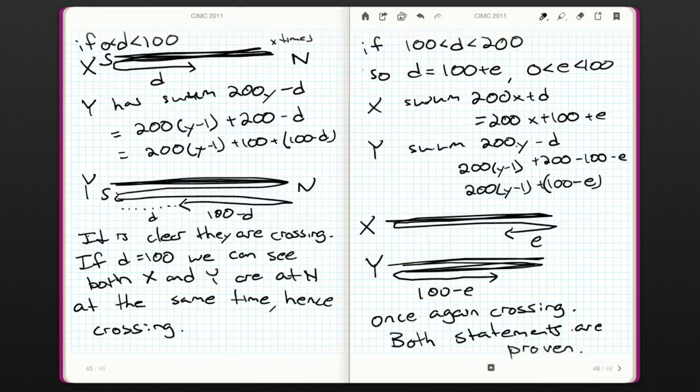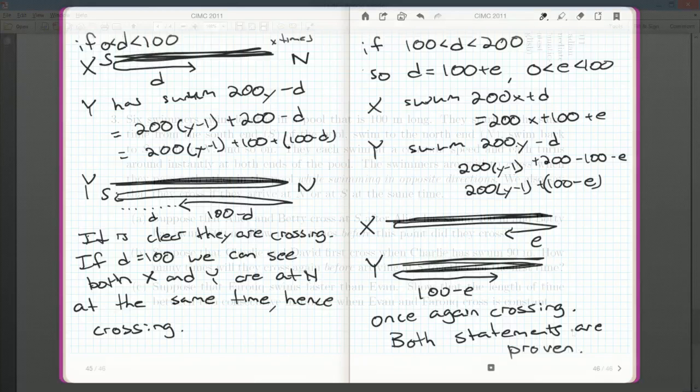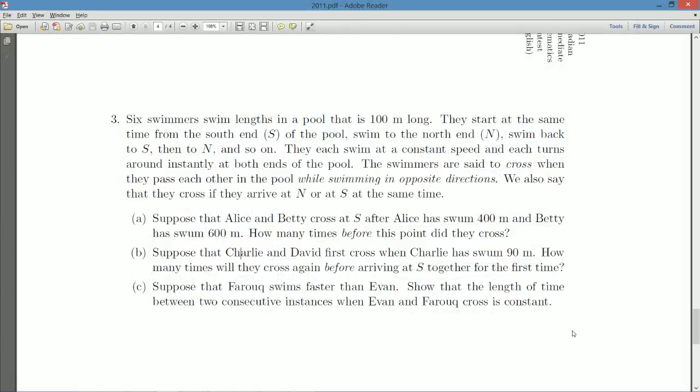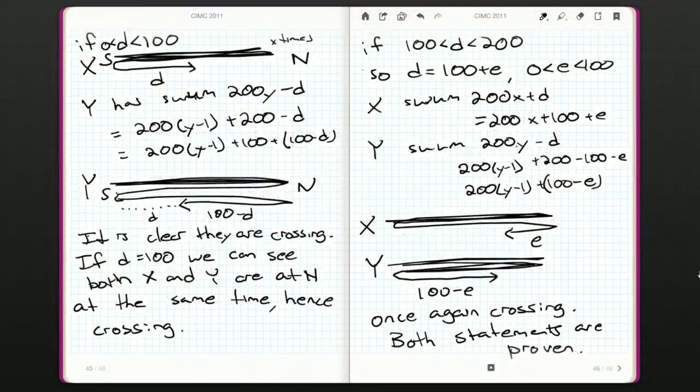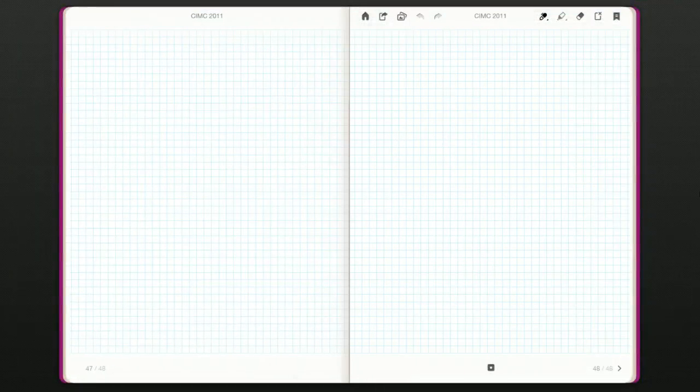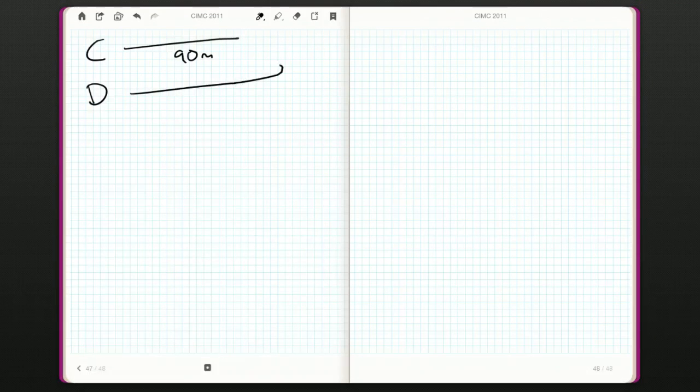So now we're in position to talk about, and we know every time that people are crossing, we know all of that. So let's take a look at the questions again. Suppose that Charlie and David first cross when Charlie has swum 90 meters. How many times will they cross again before arriving at S together for the first time? All right. So Charlie has swum 90 meters, and it's the first time they're crossing. Oops, not 100 meters. He's done 110.